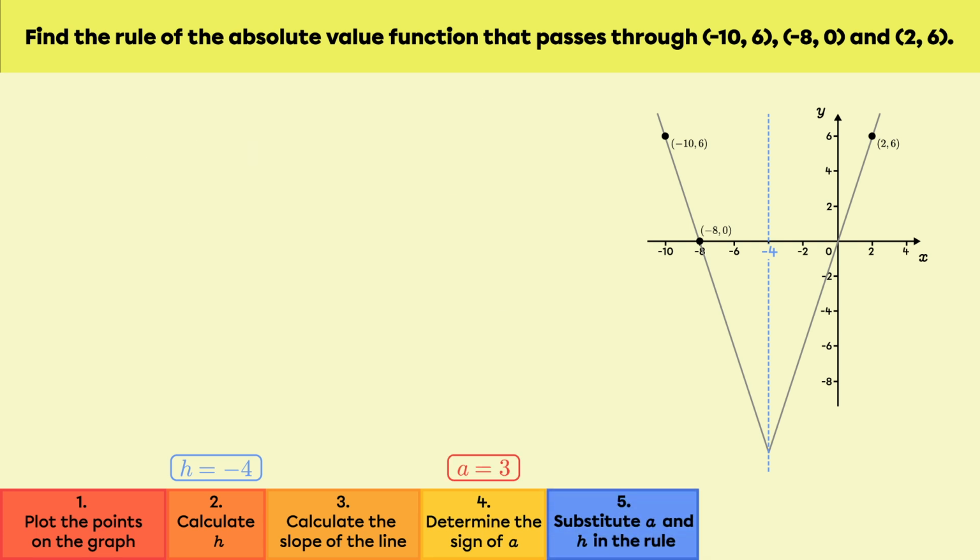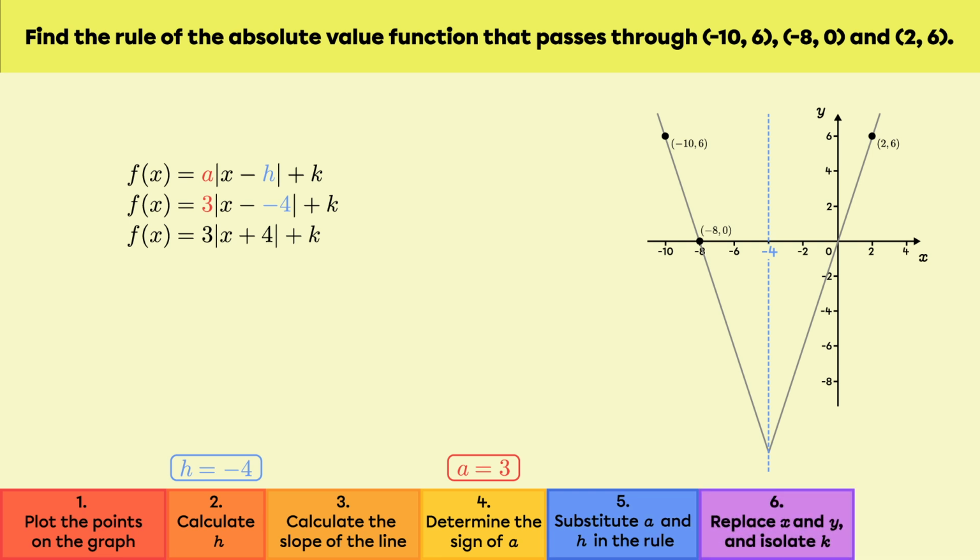Step 5 is to write the rule in standard form, which is f of x equals a times the absolute value of (x minus h) plus k. Replace a with 3 and h with -4. You get f of x equals 3 times the absolute value of (x plus 4) plus k.